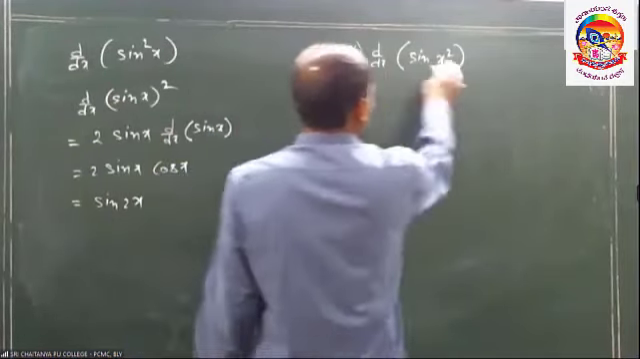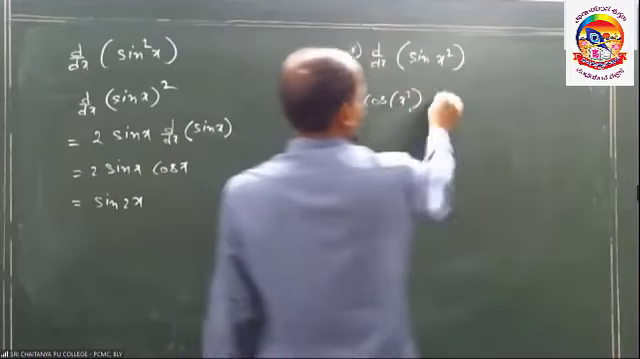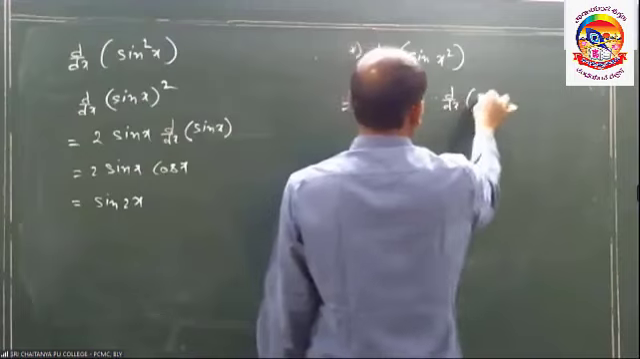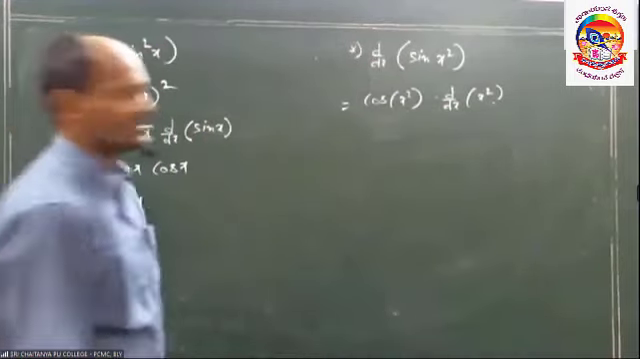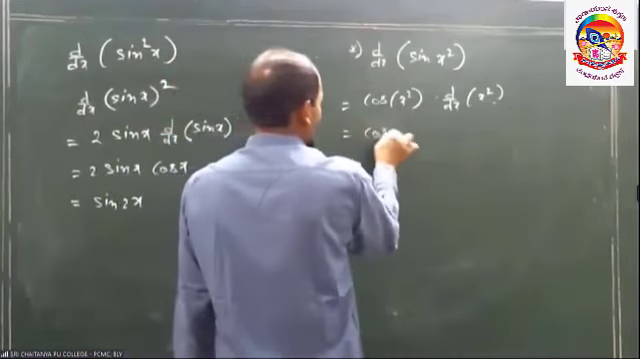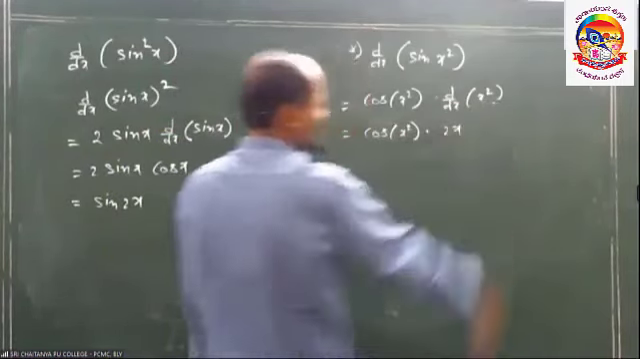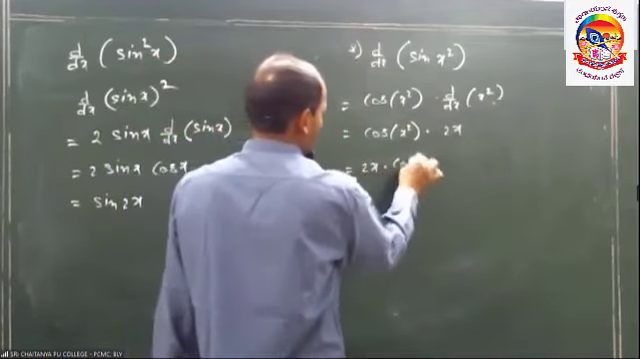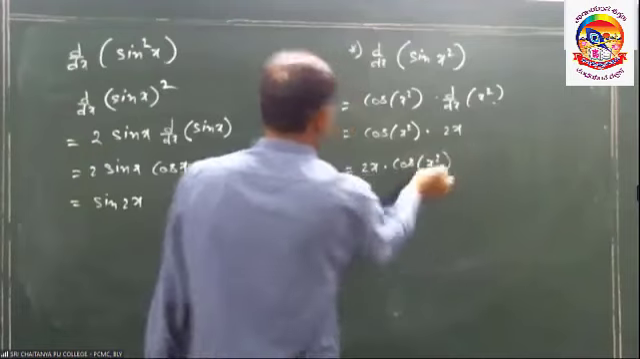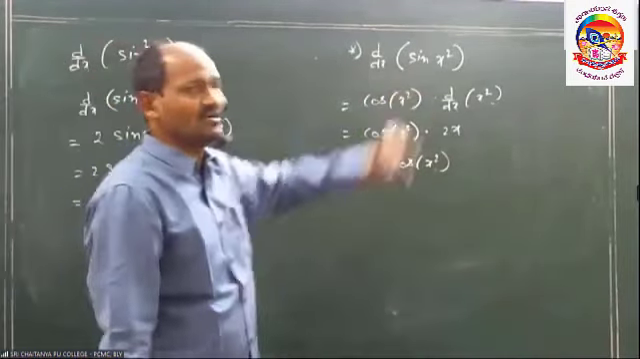So the derivative of sin of x squared is cos of x squared into the derivative of x squared, which is 2x. So 2x into cos of x squared. That is the difference between sin x squared and sin of x squared.